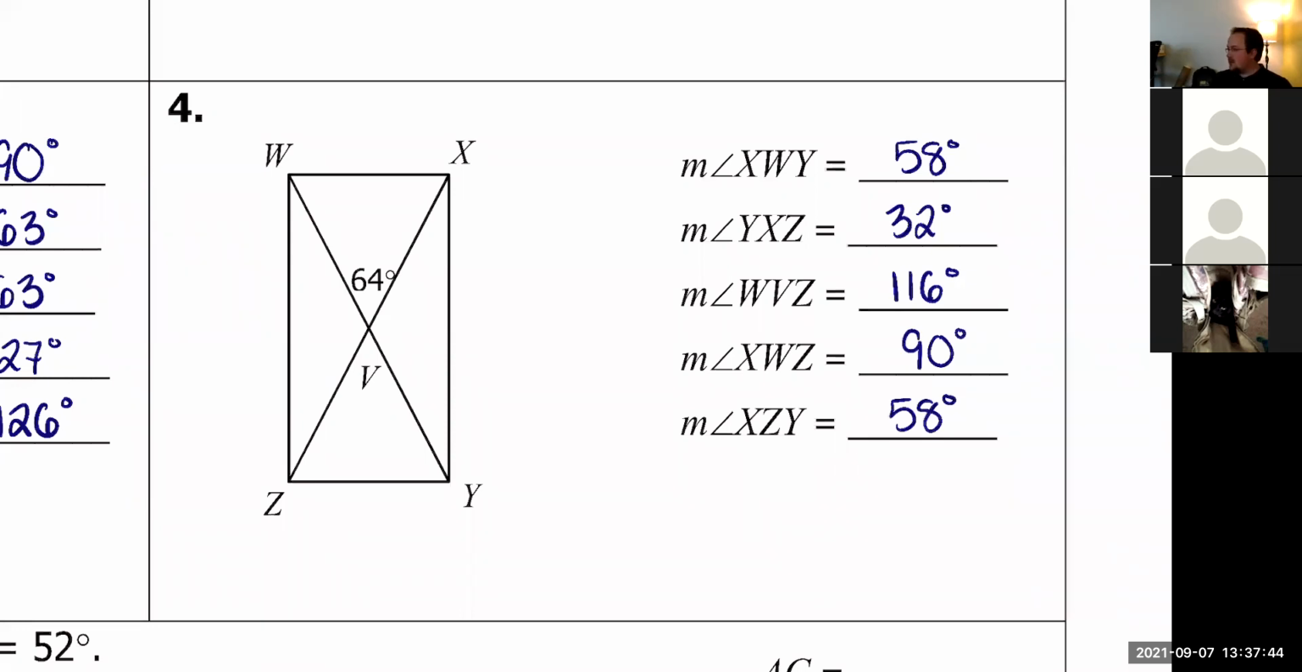So vocabulary that is still going to creep its way in here. Alternate interior angles already have shown its face. I've now talked about congruent triangles, isosceles triangles, vertical angles may pop up from time to time. All sorts of things that could still show up from previous units.